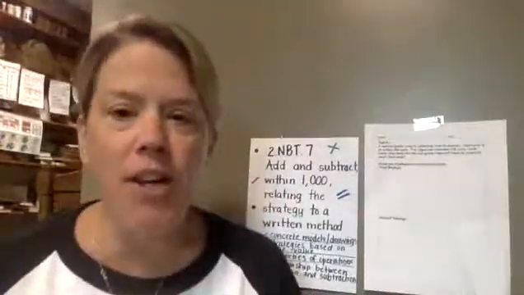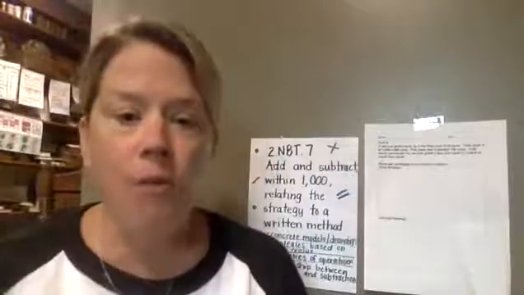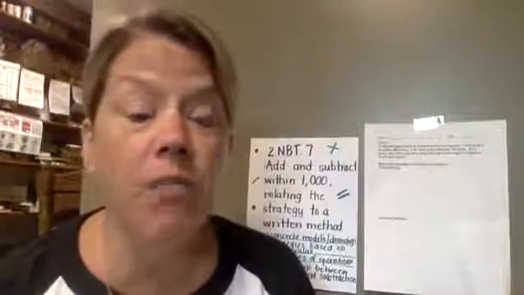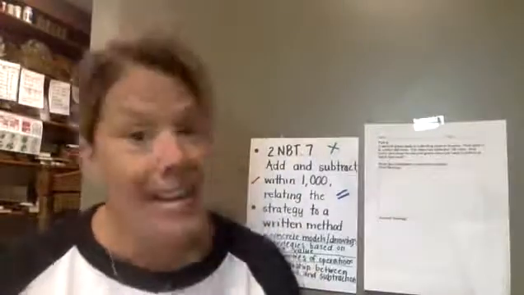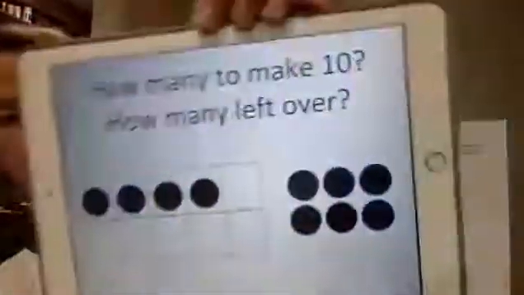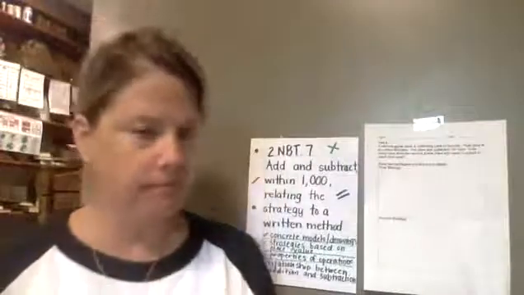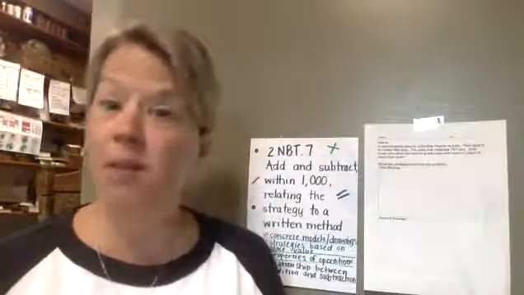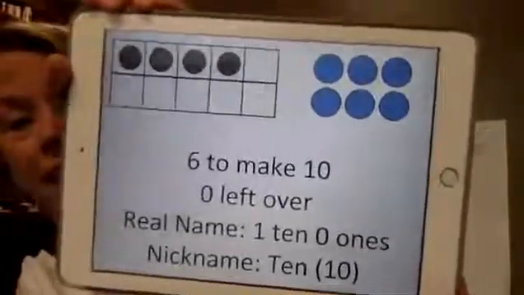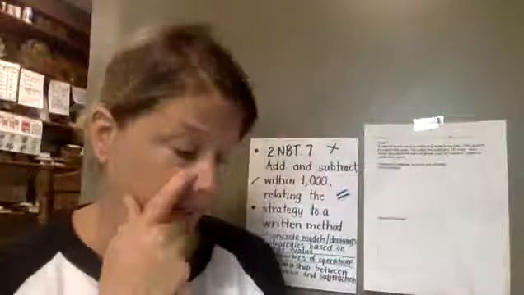So today we are going to be looking at 2.NBT.7, but before we do, we're going to subitize, and this is really important because we really want to talk a lot today about the associative property of addition. Okay, ready? Here we go. How many to make 10? 6. How many would be left over? 0. So 6 to make 10 and 0 left over is 1 ten with 0 ones.